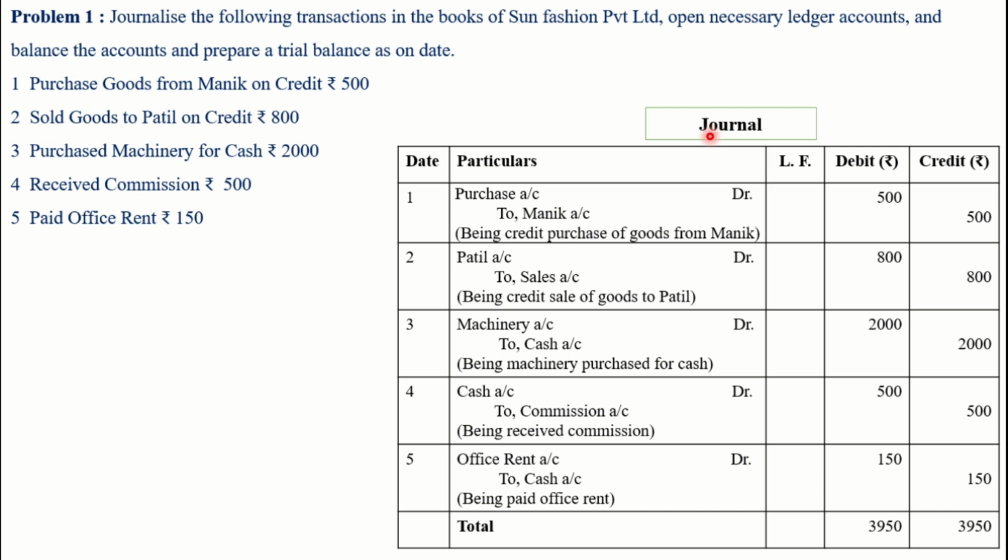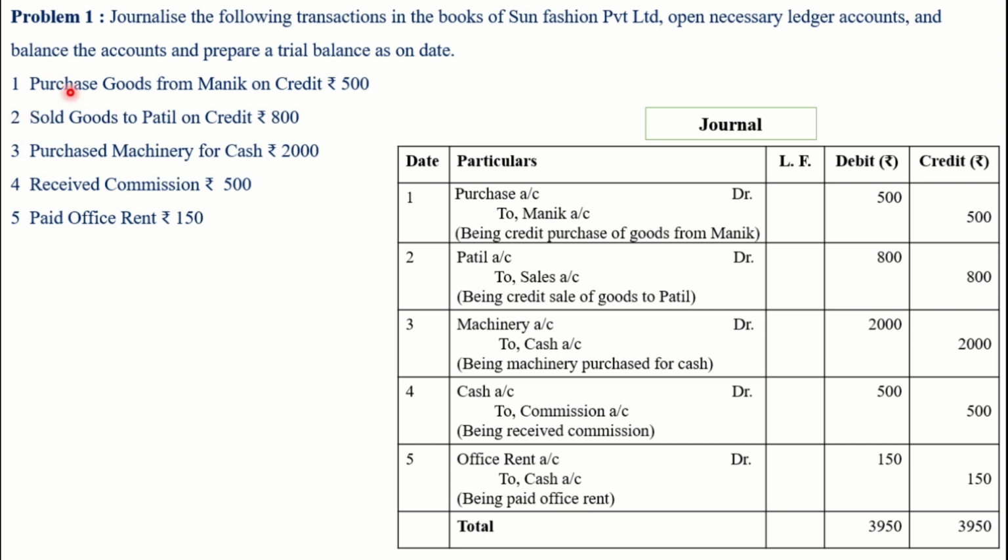Okay, journal is the first step of accounting in which we record each and every transaction. Then in ledger, we classify the accounts and prepare each account separately and balance and total. And that balancing amount we transfer into the trial balance. Okay, these 3 steps we are going to cover in this problem.